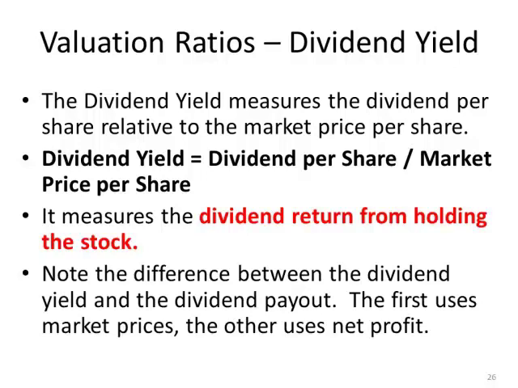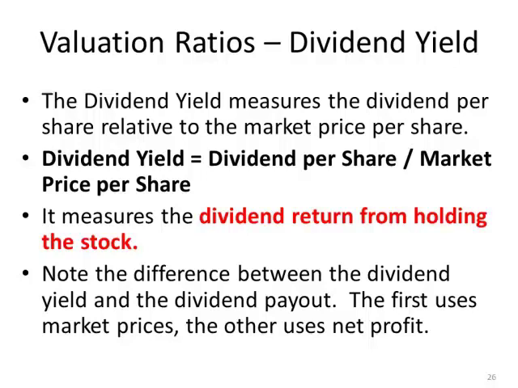So one thing I'd like to point out is that we need to look at the difference between this ratio, the dividend yield, and the dividend payout, right? So we talked about the dividend payout ratio a little while earlier, and the dividend yield over here is using market prices, right? So we're using the market price per share, looking at dividends relative to the market price per share, whereas the other one is using dividends relative to net profit, right? So it's two different ways to measure the dividends of the company.